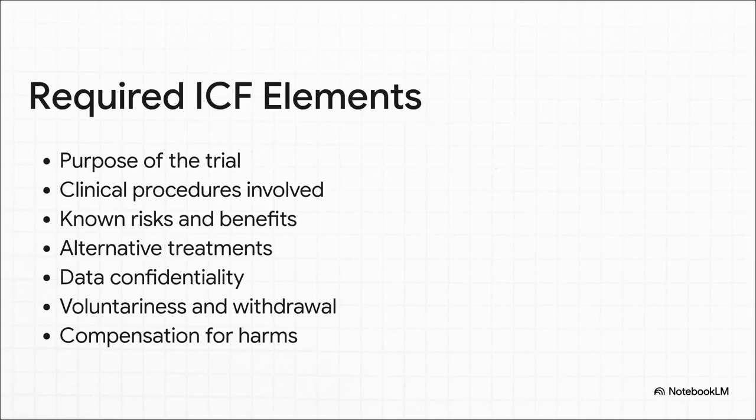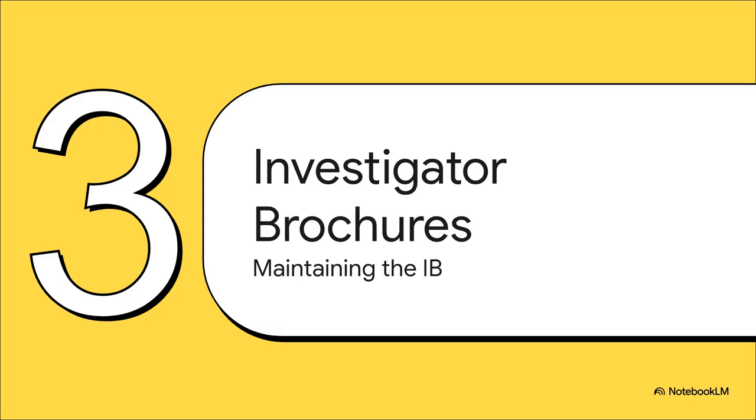Every single one of these 7 elements has to be there to meet ICH GCP requirements. You have to clearly balance known risks with the benefits, lay out data confidentiality, and assure them it's completely voluntary. You're effectively bridging rigid regulatory writing with deep, profound patient empathy. Moving right along to part 3, maintaining investigator brochures.